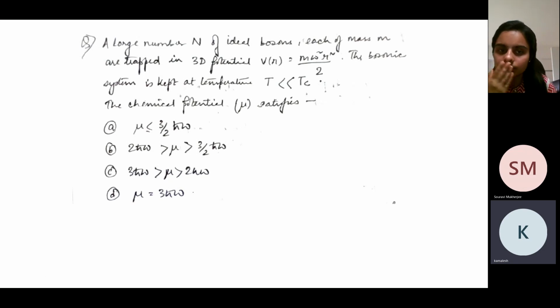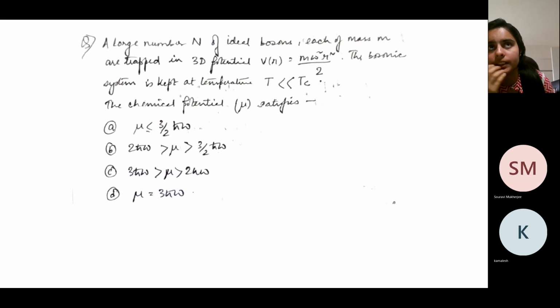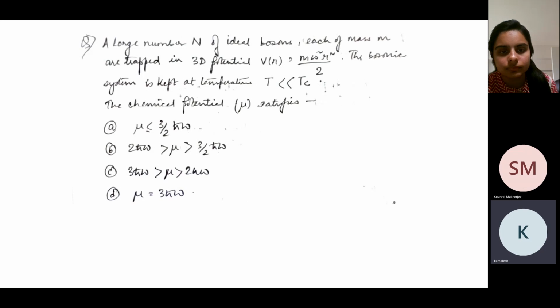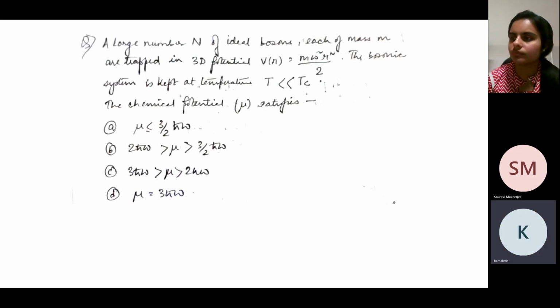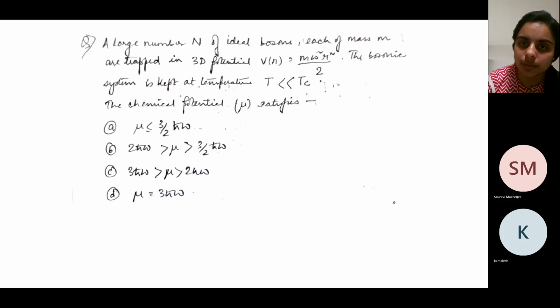Ma'am, the fugacity must be less than... Fugacity must be less than 0. Is it the case? I don't know exactly, but what is the mean occupation number for a Bose gas? It runs from 0 to N. No, no, the mean occupation number. The expression for the mean occupation number.